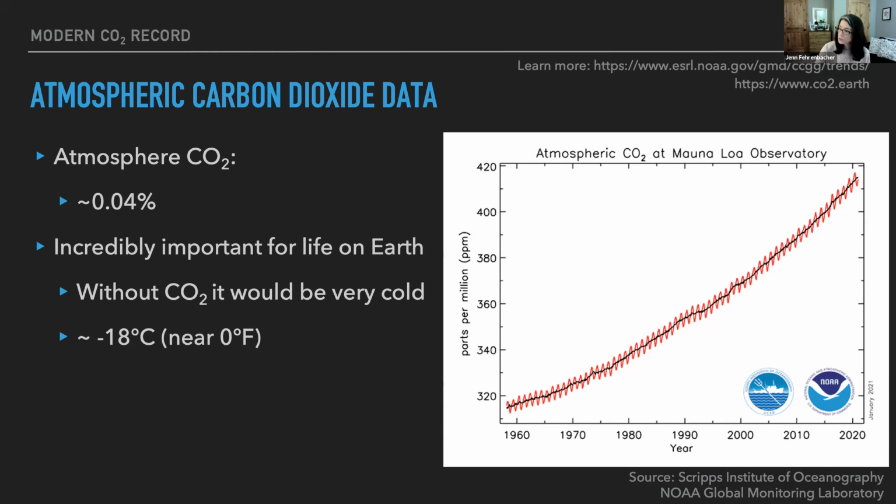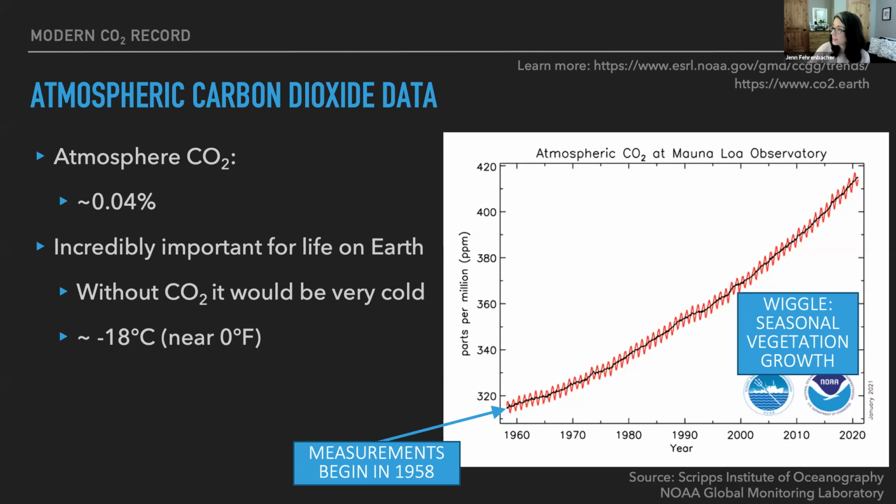But let's look at some of the trends that we're seeing. This record began in 1958 atop Mauna Loa Earth Observatory by, like I said, a gentleman named Keeling. The black line in the center is the annual average through the data. And the red line is this seasonal wiggle. This is the vegetation growth. What we're seeing here is the Earth breathing CO2.